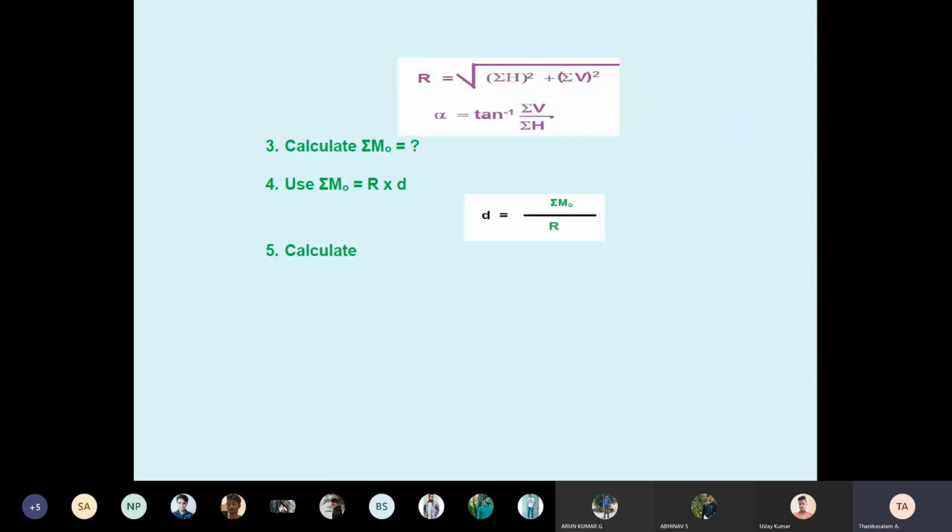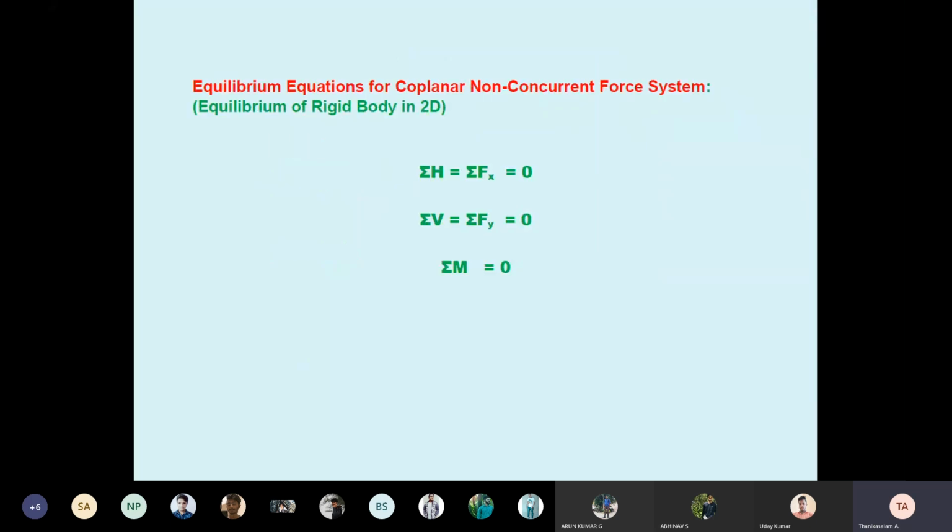Students, understand? You additionally have to take moments, equate them to the resultant force moment, then calculate x and y. Now this is the equilibrium equation for a coplanar non-concurrent force system. The summation of all horizontal forces equals 0, the summation of all vertical forces must be 0, and the net moment, adding all moments with respect to the reference point, equals 0. Then only can we say the body is at rest, in equilibrium.